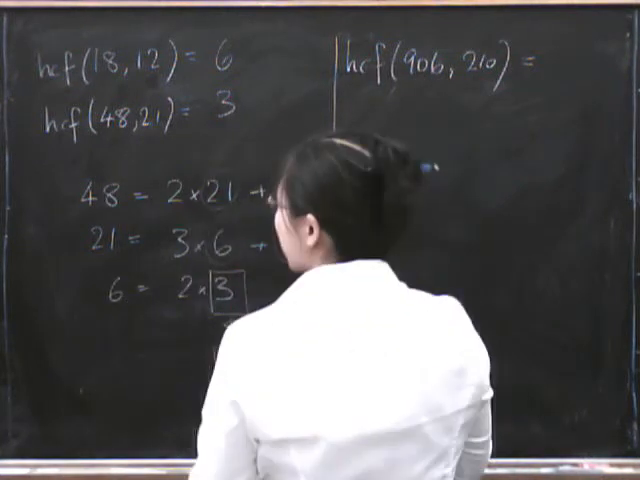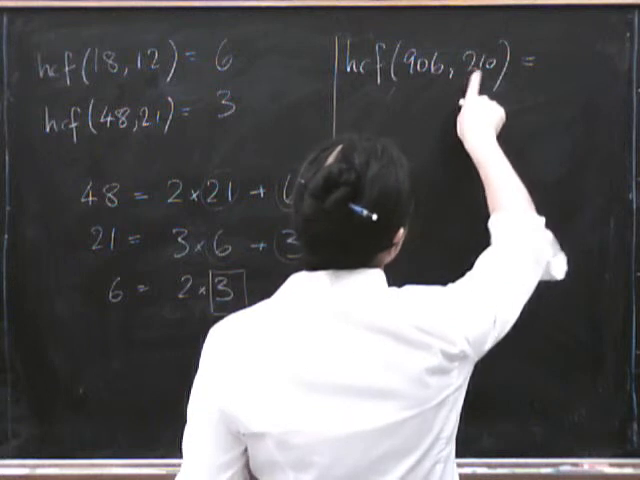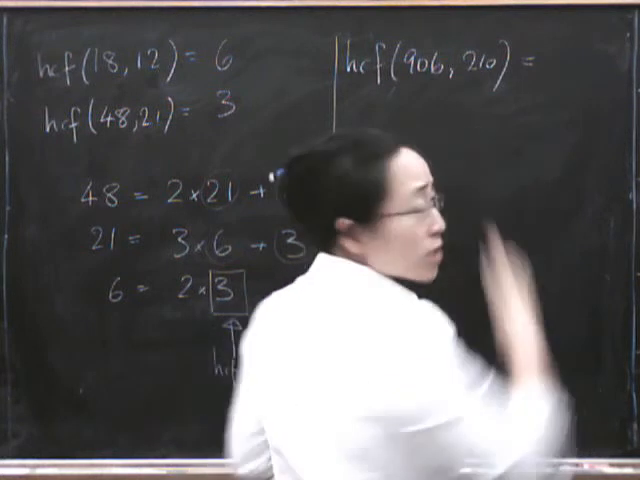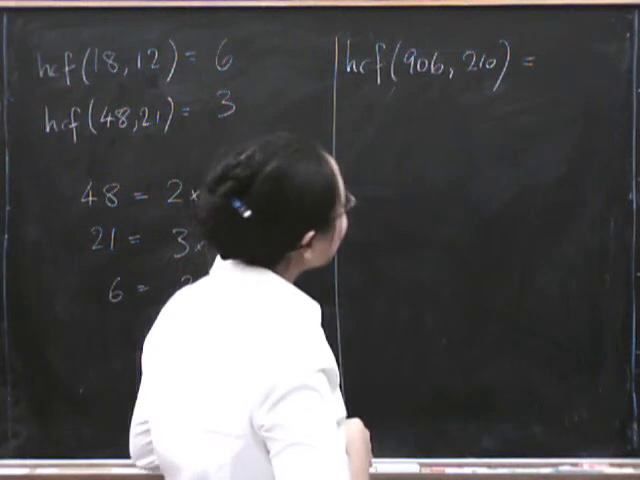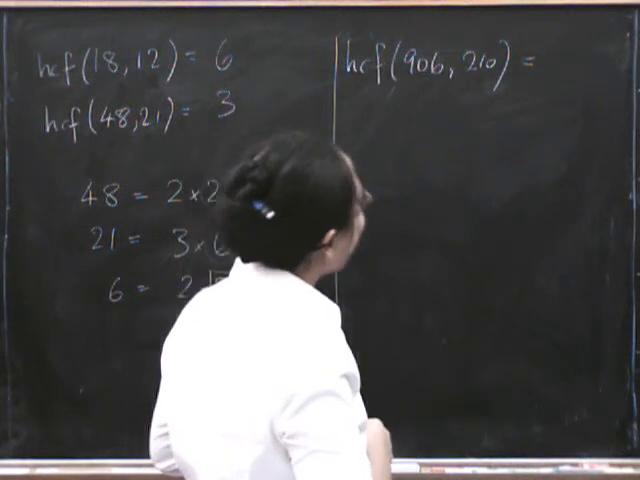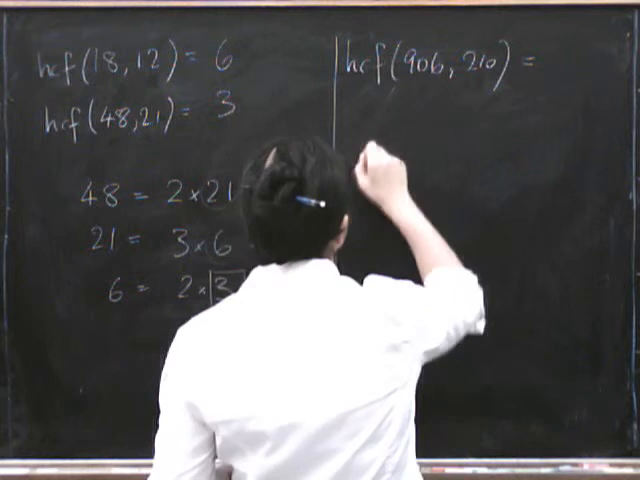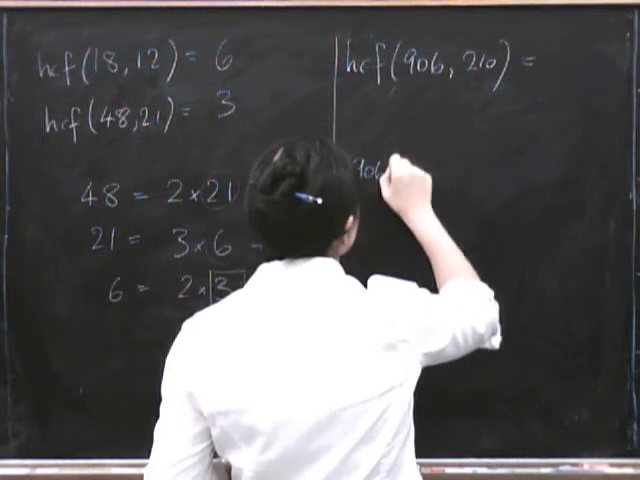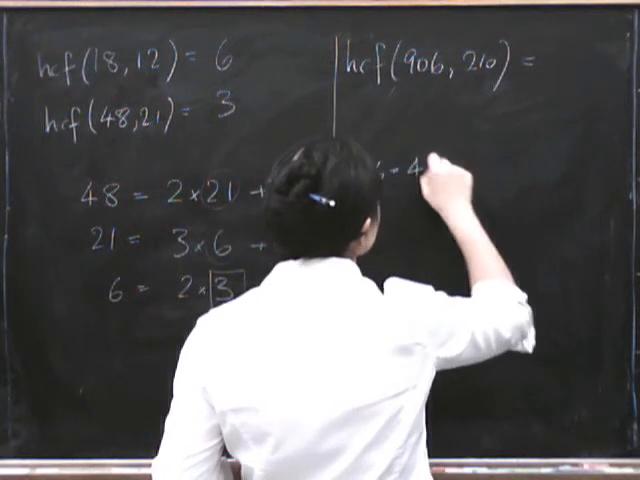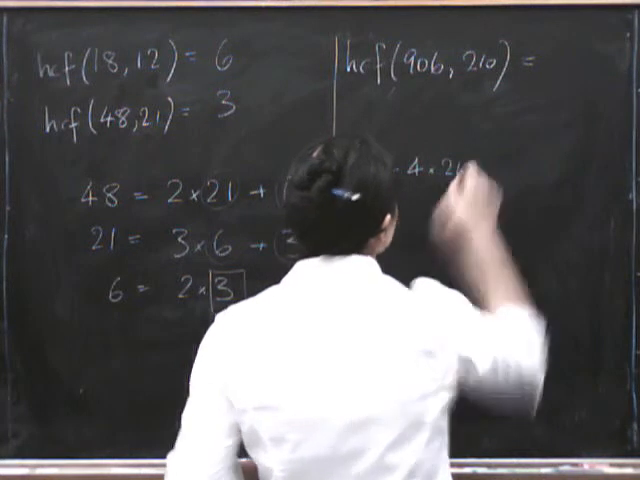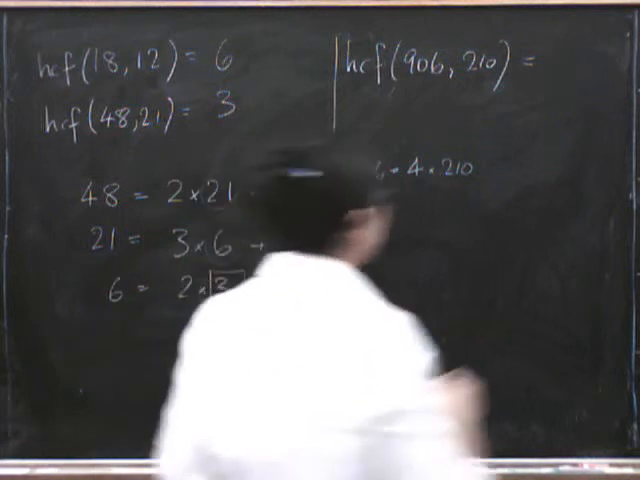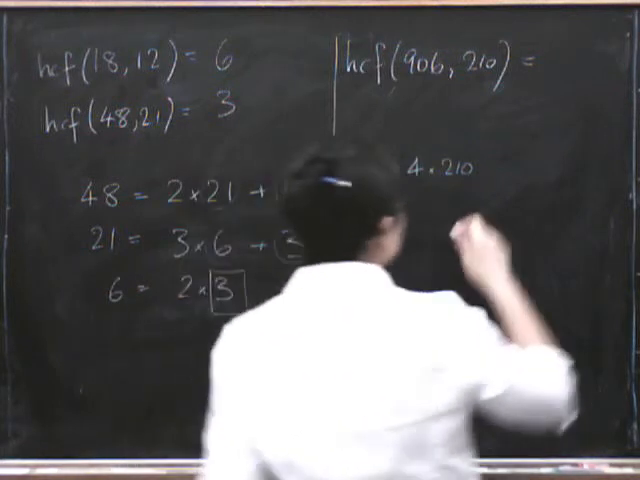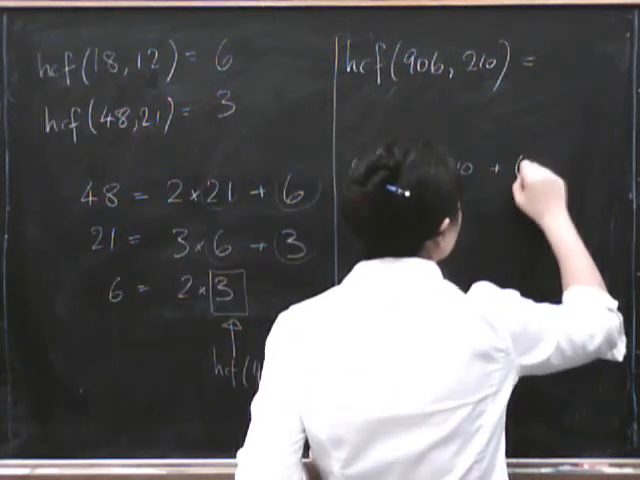Well, I mean, 4 times, we know that 4 times 200 is 800, so 4 times 210 is 840. So 906 equals 4 times 210, so that gives us 840, and then how much is left over? Well, that's going to be 66 left over.